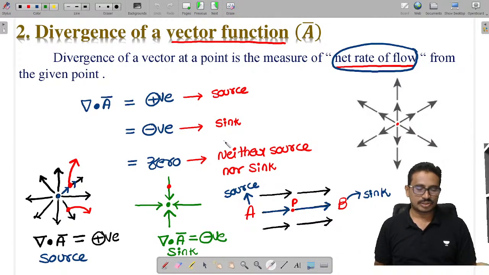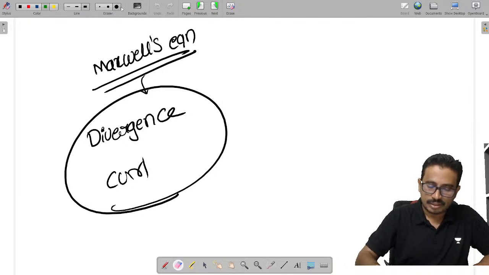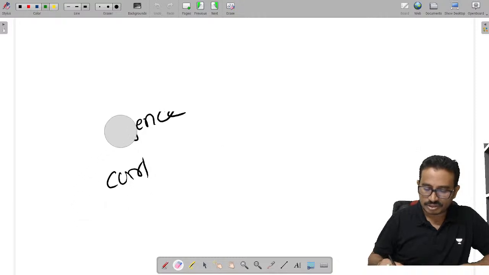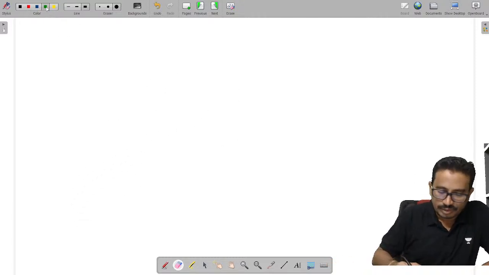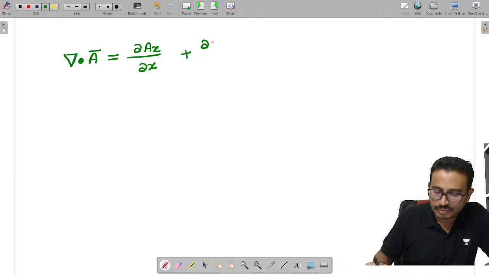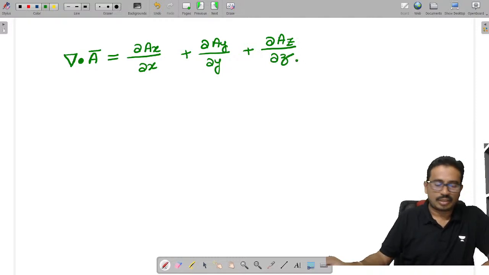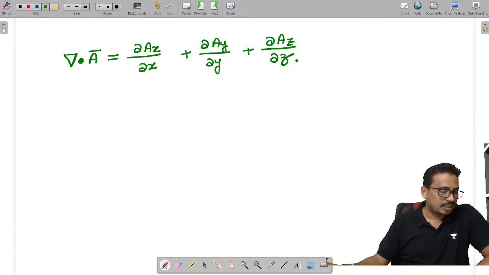In the last class we understood the concept of divergence function. How can we find the divergence of any vector function? If I say del dot A, where A is a vector, the divergence is indicated like this, and it is given as dou Ax by dou x plus dou Ay by dou y plus dou Az by dou z. This is the divergence calculation.